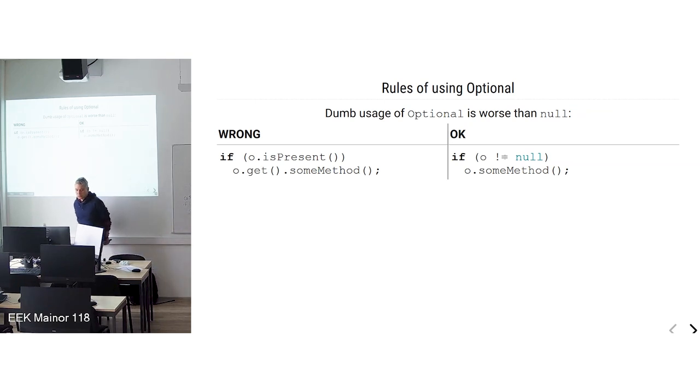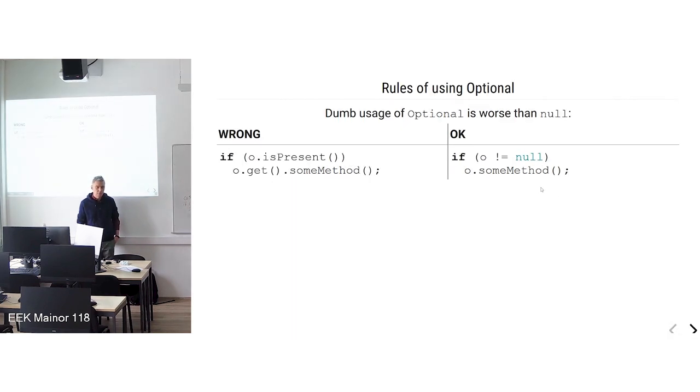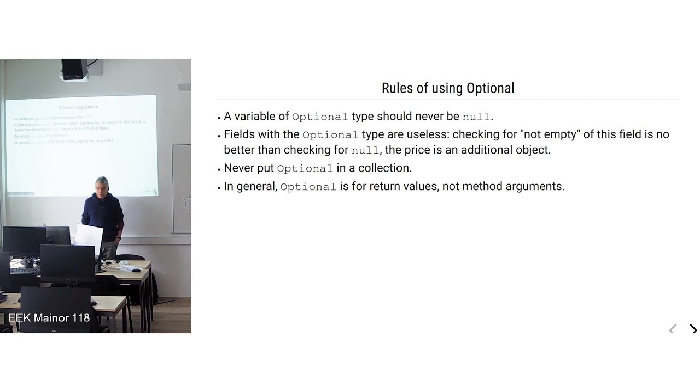So, okay, but you should use optionals with caution as well, because the dumb usage of optional is worse than null, actually. Because if you are creating optional only to check that something is not null, like this, it's a dumb way of using optional, because you are creating an extra object here, and actually this code is not clearer than this one. So if you just need to check something for null once, then maybe optional is not what you need.